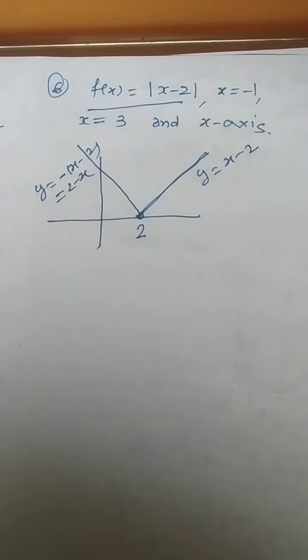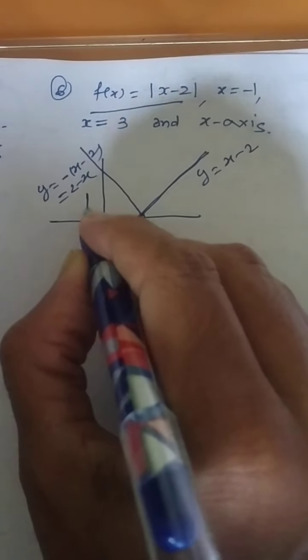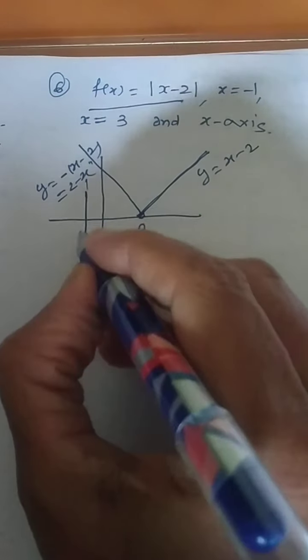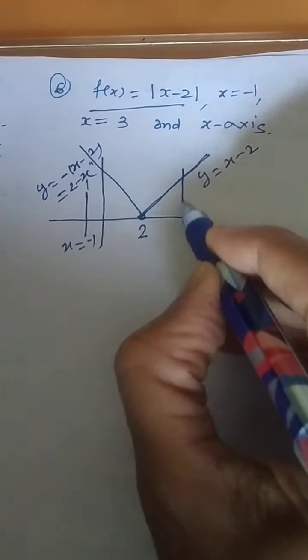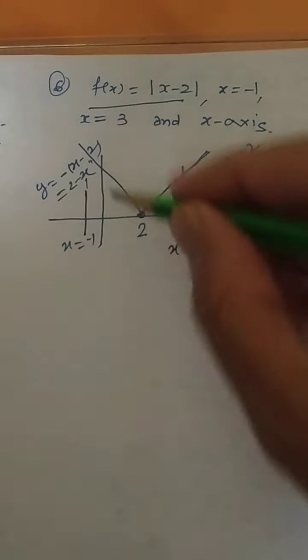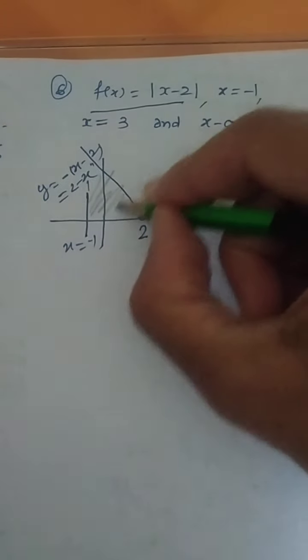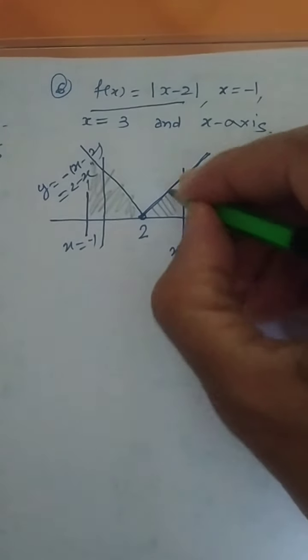Now how much area is asked about? X is equal to minus 1. X is equal to minus 1 means over here somewhere. And X is equal to 3. That means they are asking you to find out this area, this much area under the curve, and over here this is also the area.